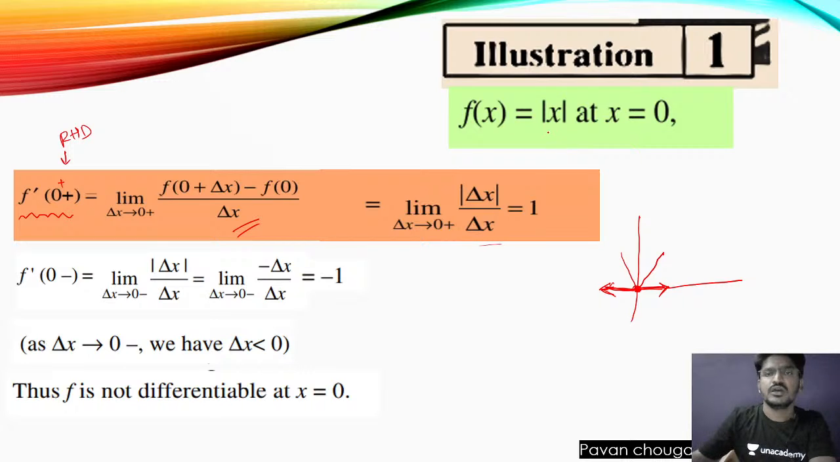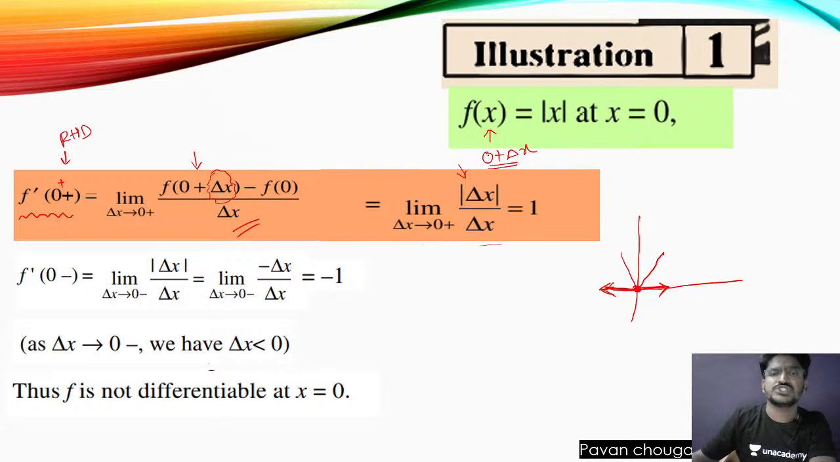See here, f of 0 plus delta x. That means here they are substituting 0 plus delta x. If you add anything to 0, what are you going to be left with? The delta x. The remaining thing is your delta x, clear? So f of 0 plus delta x.